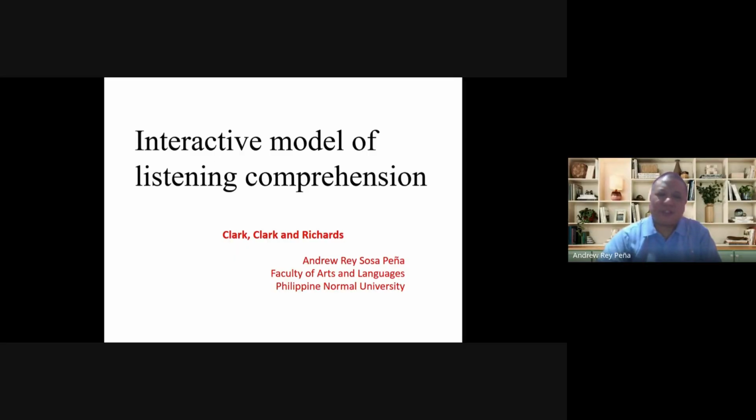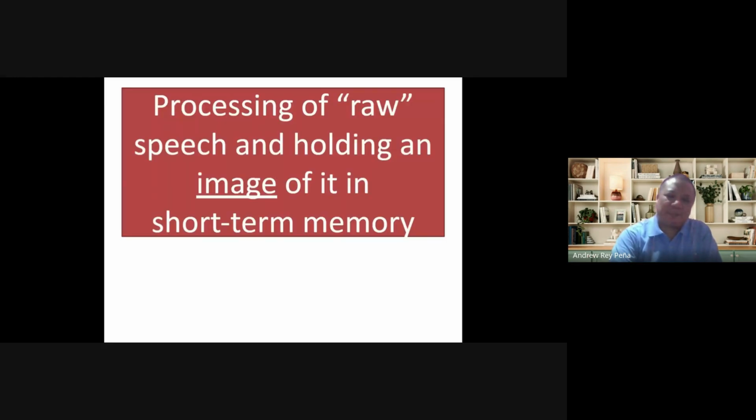So the interactive model of listening comprehension is an imitation in our minds of what listening comprehension involves. This was an idea of Clark and Richards. According to the interactive model, the first thing you do is the processing of raw speech and holding an image of it in short-term memory.